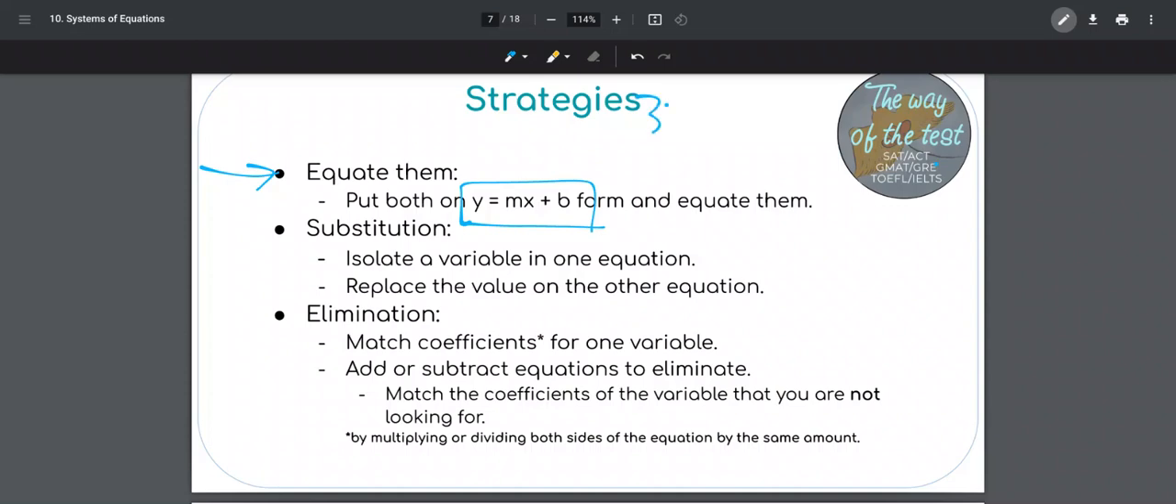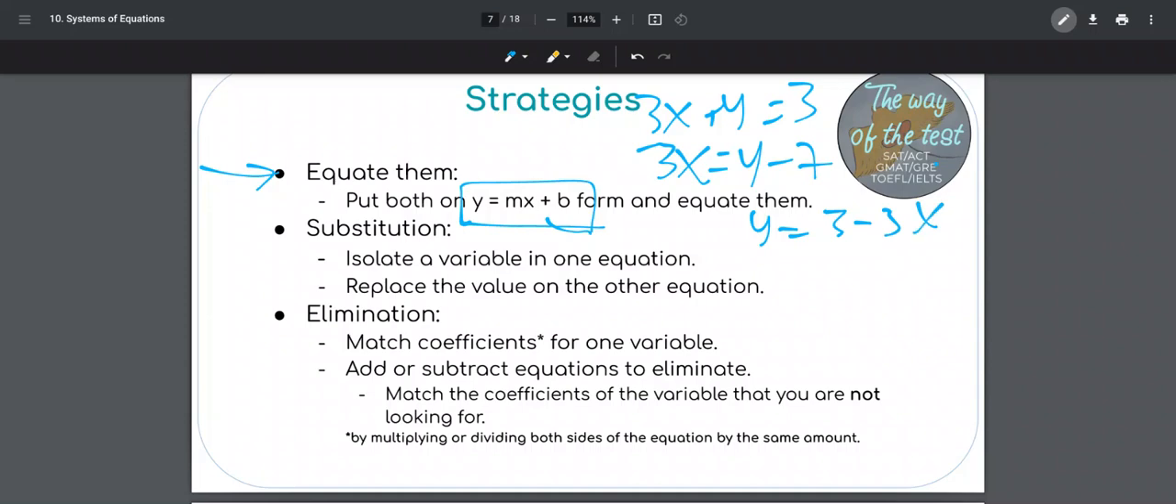So if I have 3x plus y is equal to 3, and then I have 3x is equal to y minus 7, what I'm going to do is put both in this form, which means I'm going to leave the y alone. So y is equal to 3 minus 3x in the first case, and in the second case, y is equal to 3x plus 7. And then I'm going to equate the parts that don't have the y. So 3 minus 3x is equal to 3x plus 7. And then I just keep solving for x. That's going to give me x for the system of equations.